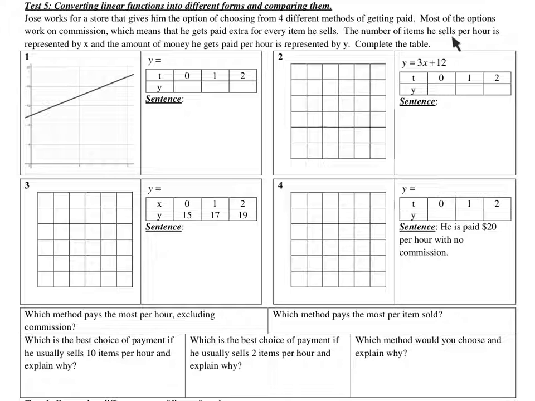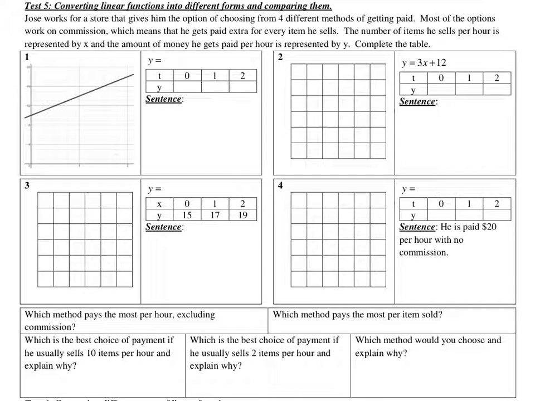The number of items he sells per hour is represented by X. The amount of money he gets paid per hour is represented by Y. Complete the table. This equation is describing how much he gets paid in 1 hour. X stands for how many items he sold. Y stands for how much he gets paid in 1 hour on average, depending on how many items he has sold. So his name's Jose. That's the key.